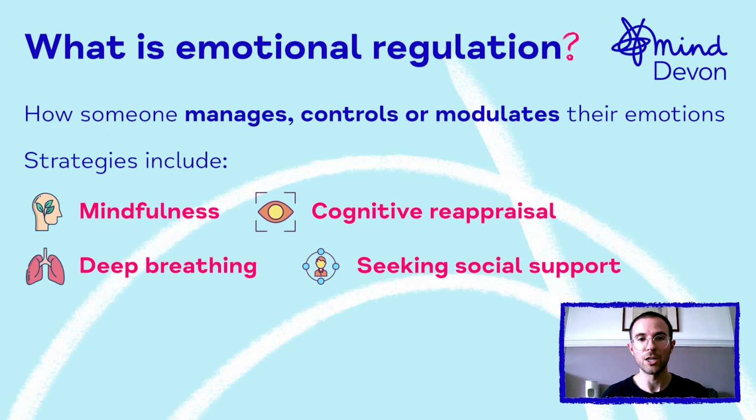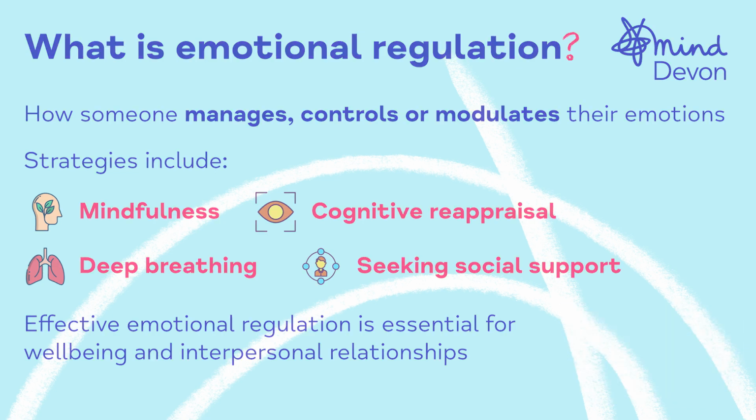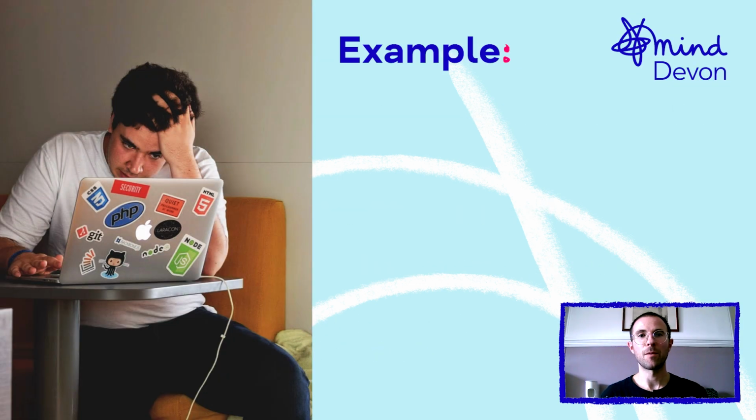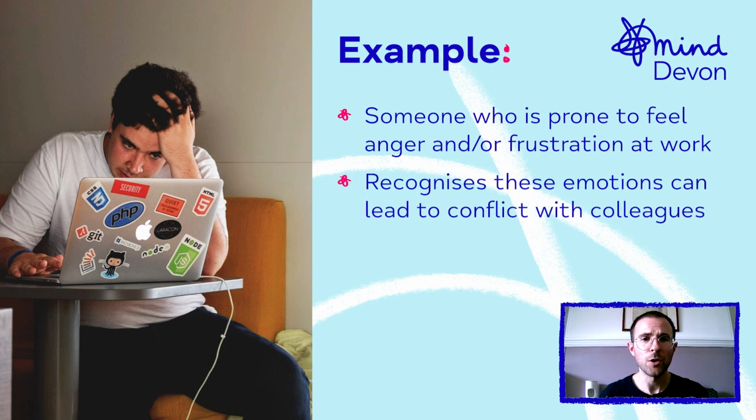Effective emotional regulation is essential for maintaining psychological well-being and healthy interpersonal relationships. As a brief example of emotional regulation in action, imagine a person who is prone to feel anger and frustration when dealing with work-related stresses. The person recognizes, however, that these emotions can sometimes lead to unproductive conflicts with colleagues and negatively impact their overall well-being. To practice emotional regulation, they may opt to draw from several strategies and techniques.